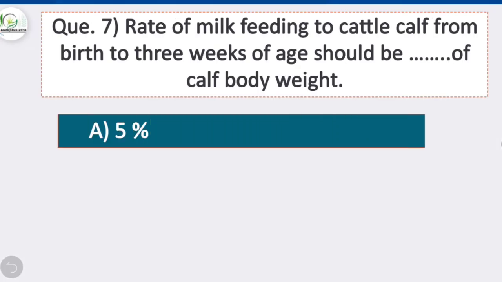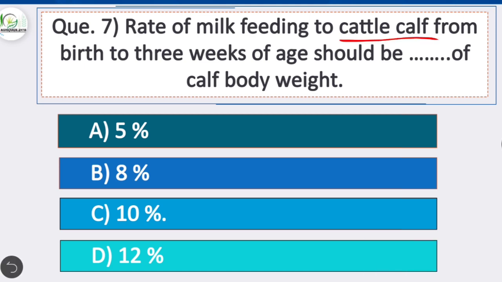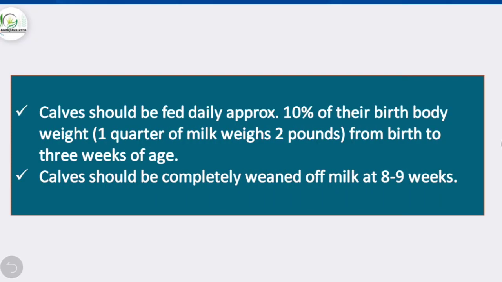Next question, question number 7. Rate of milk feeding to cattle calf from birth to 3 weeks of age should be dash of calf's body weight. Option C is correct, 10%. The rate of milk feeding to cattle calf from birth to 3 weeks of age should be 10% of the calf body weight. 1 quart of milk weighs 2 pounds. Calf should be completely weaned off milk at 8 to 9 weeks. Weaned off means to stop gradually.